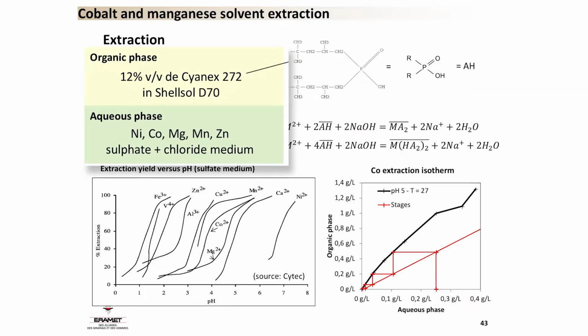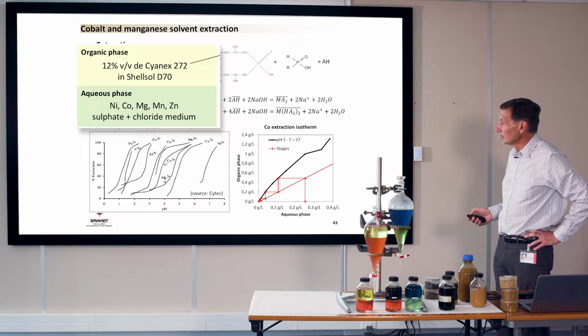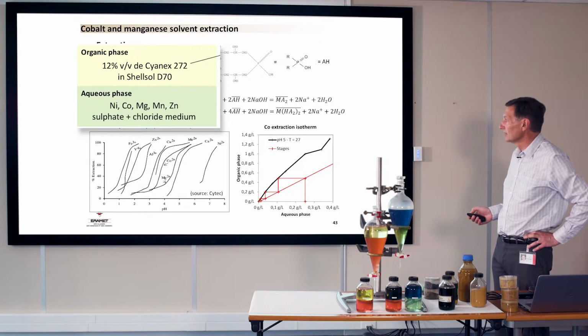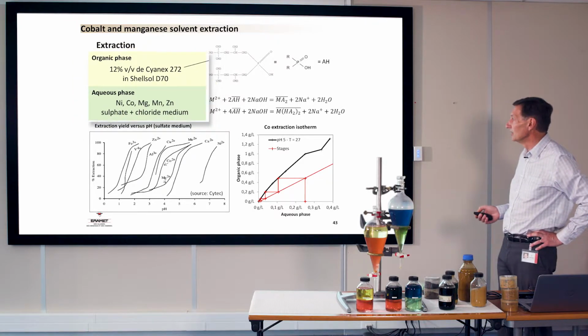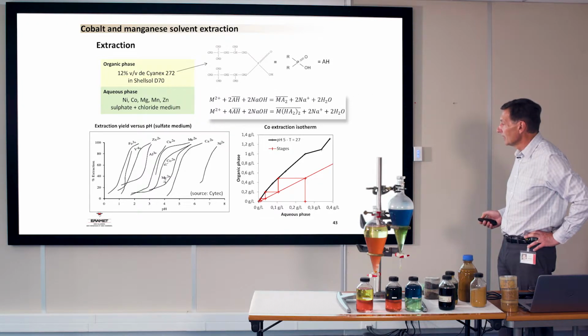This operation in more detail. The organic phase is a phosphinic acid diluted in a classical organic hydrocarbon phase, Shellsol D70, and in the aqueous phase you have the nickel, the cobalt, the magnesium, the manganese, and the zinc. There is some zinc also in the phase, and you use the Cyanex here to selectively recover the manganese and the cobalt, forming these species in the aqueous phase.